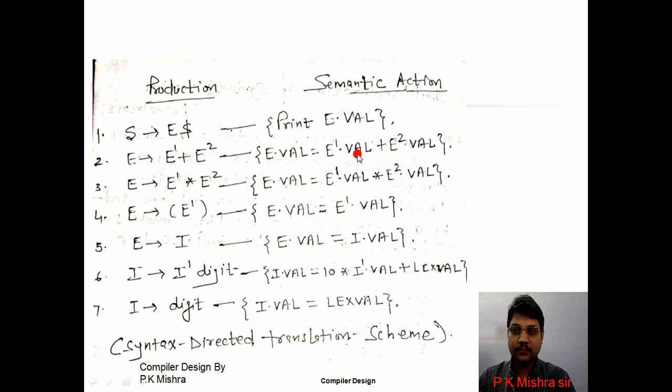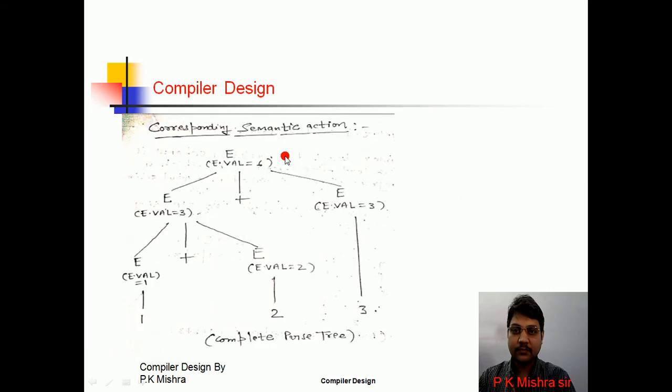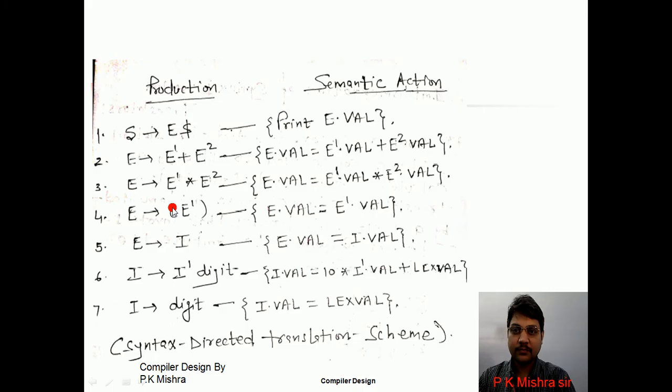Here E dot value equal to E1 dot value plus E2 dot value. What is the value of this? When we add E1 dot value and E2 dot value, we assign the result to E dot value. What is the value of this node? Suppose this is E1, this is E2. So E1 dot value, E2 dot value. If you add these two values, whatever the result is, that is the value of this node. So E1 dot value plus E2 dot value equal to E dot value.